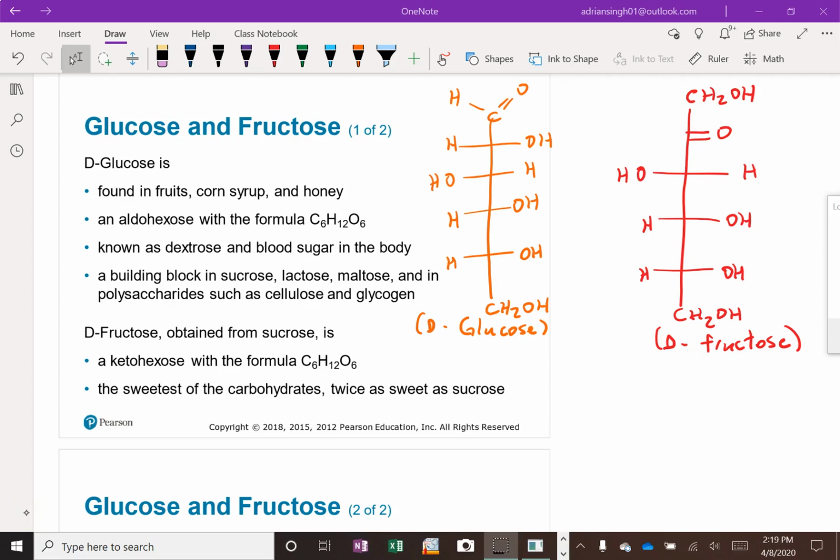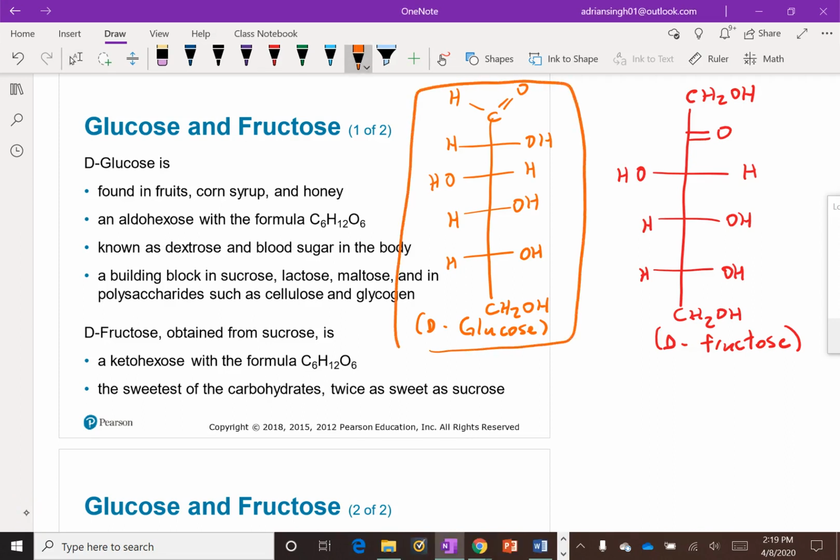Okay, so we'll take a look at some of the properties of each of these monosaccharides. So D-glucose, which has our structure here in orange, right? It's D because the OH on the last chiral carbon is to the right. It's found commonly in different types of fruits. Like we said, it's an aldohexose.